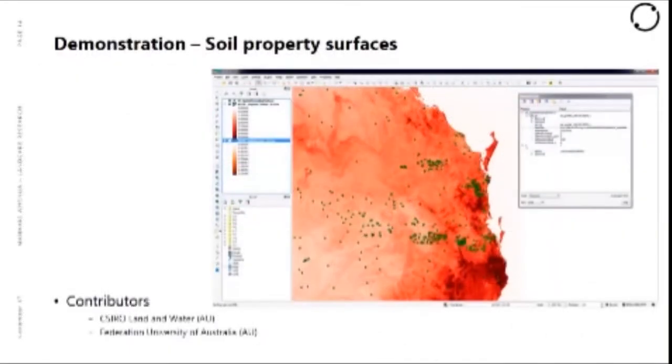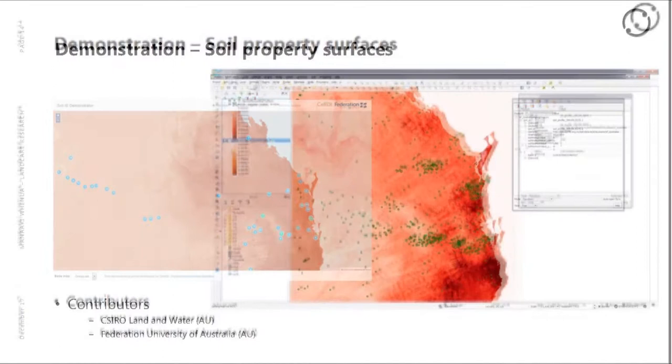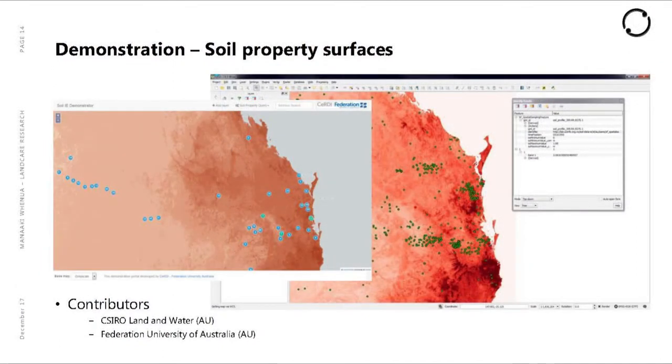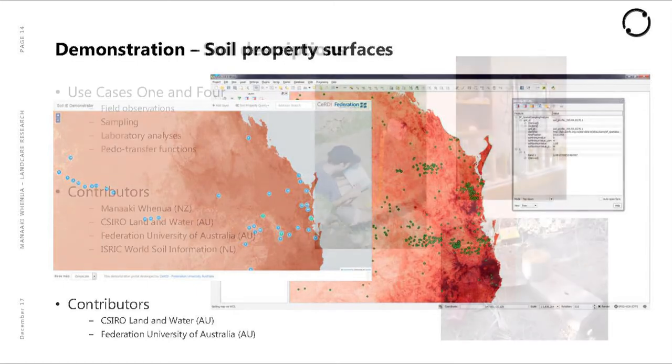The next bit was around soil property services. So this is a coverage presenting concentration of organic carbon in the top 5 centimetres of the soil in QGIS, and here's the map version of that in a web viewer.